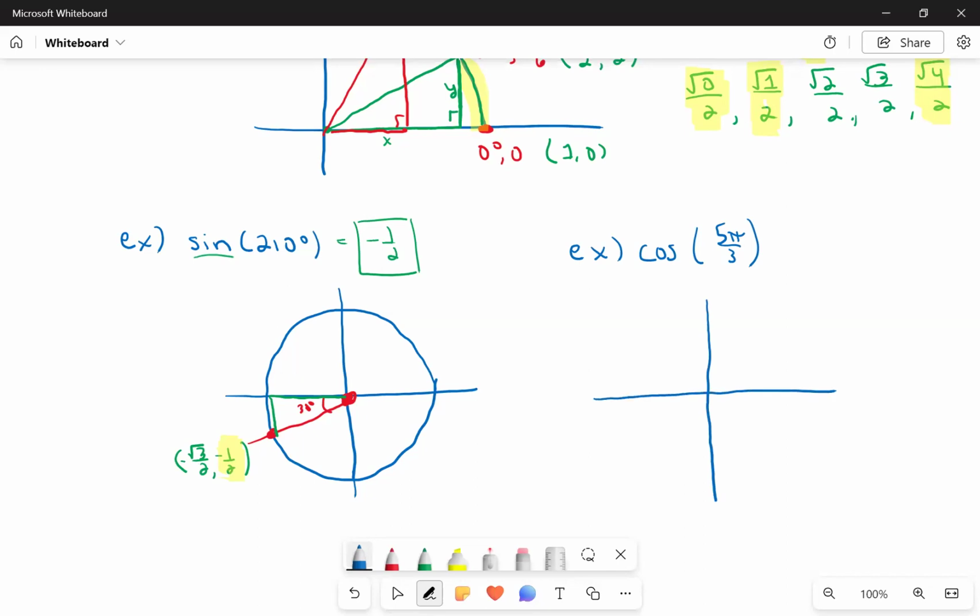And I know that this is 0, pi halves, pi. Well, it's bigger than pi because 5 is bigger than the 3, okay? And then this is 3 pi over 2. So the question is, is it bigger than 3 pi over 2 or smaller than 3 pi over 2, okay?